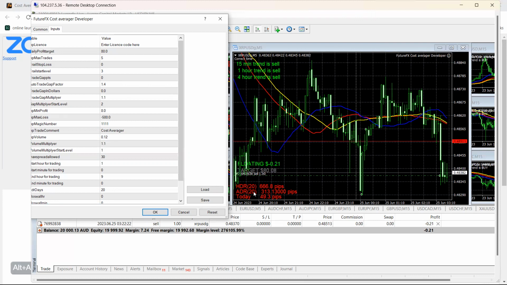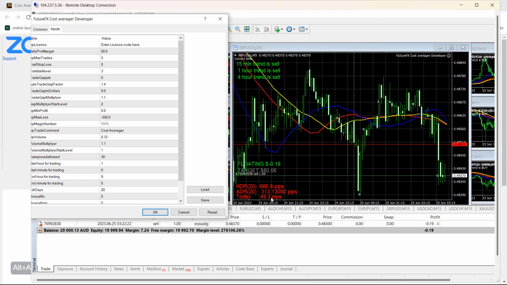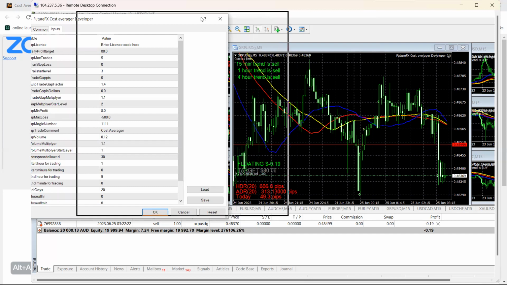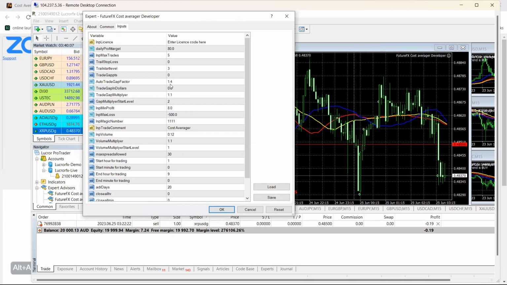And just while we're on the subject, it's only the average daily range that gets used in the actual EA calculations. The rest is just for your benefit, so you know. So the average is 313, but there was one day where it was double that. And then so far today, it's only moved 49 pips. That's just a good way of knowing how volatile a pair is.